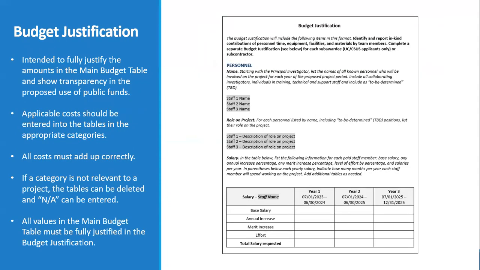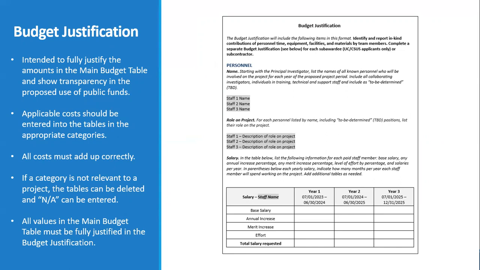All right, so the budget justification. Here is where you essentially explain what each of these categories is made up of. It's intended to fully justify the amounts of the main budget table. And this is one of our best tools for showing transparency because these are public funds and we're doing a competitive bidding process in our proposal stage.